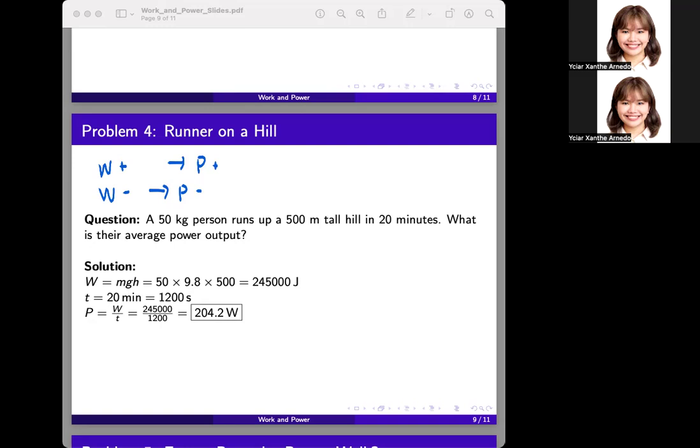A 50-kilogram marathon runner runs up the stairs to the top of a 500-meter tall building. To lift herself to the top in 20 minutes, what must be her average power output? So let's draw that diagram here. Let's say this is the building and it stands 500 meters. These are the stairs. And let's say this is the person running.